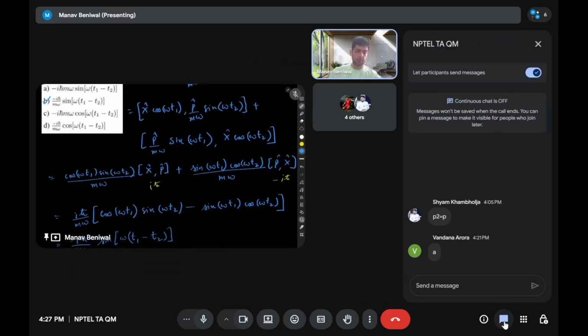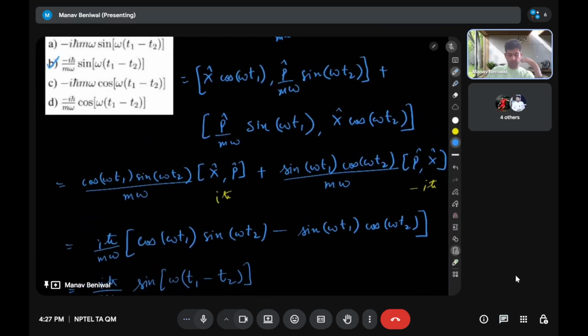Okay, so again, same thing. We see that the position operator also does not commute at different times, which essentially means that if we know the position at time t1, it does not mean that we will be able to predict precisely the position at time t2. Any doubts in this?